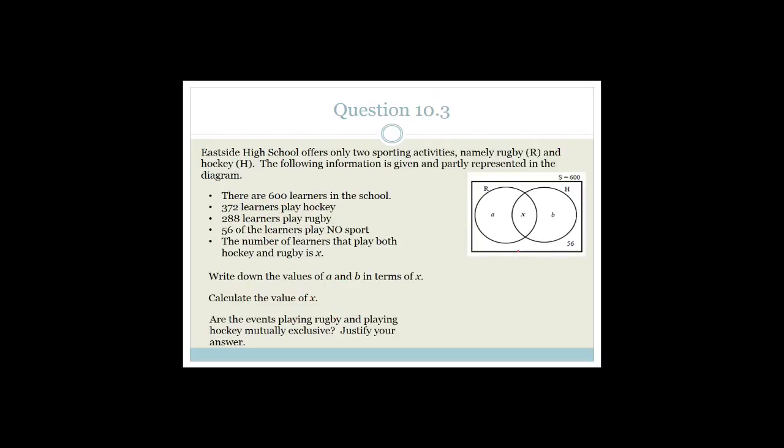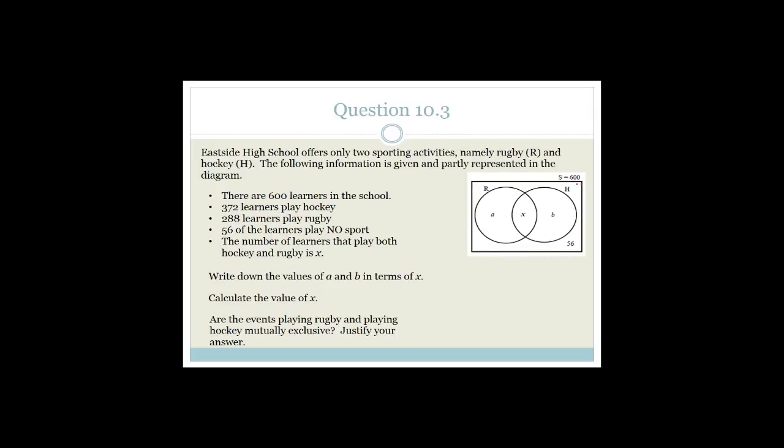Right, now let's do question 10.3, which is our last question. Woohoo! So we'll definitely be doing circles and circle theorems tomorrow. It says Eastside High School offers only two sporting activities, namely rugby and hockey. Here's your rugby, here's your hockey. The following information is given, and this, by the way, is a Venn diagram in case you didn't know. The following information is given and partly represented in the diagram.